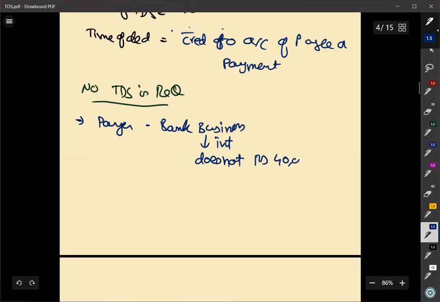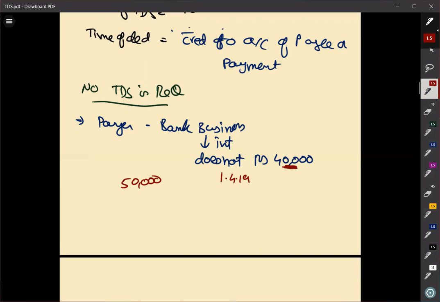rupees 40,000, you just try to understand this properly because of the recent amendment. This is the recent amendment with effect from 1st April 2019. Before this amendment, the limit was 10,000, not 40,000. Now the act was amended to 40,000. So here, the bank is making payment of interest, and if the interest does not exceed 40,000 per annum, then there is no need to deduct any sort of TDS.